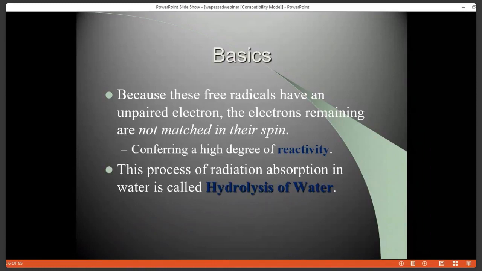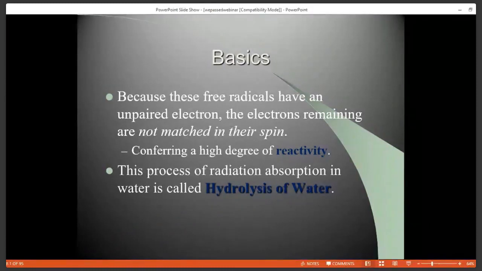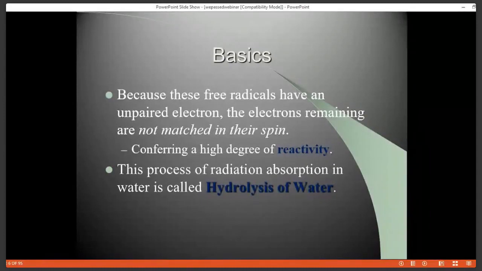So what we're looking at here, this process of the absorption of X-rays and the creation of free radicals, is called the hydrolysis of water. And this is really what the indirect method is, this interaction of water and the creation of free radicals.